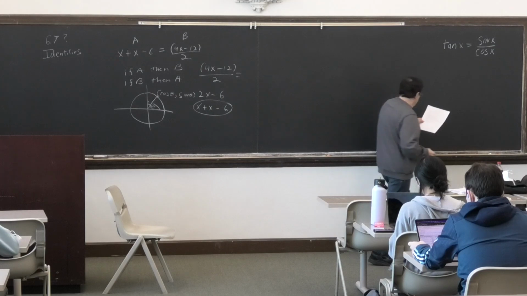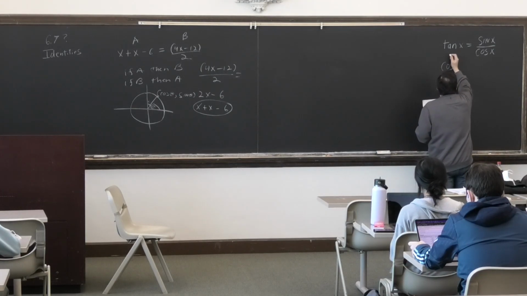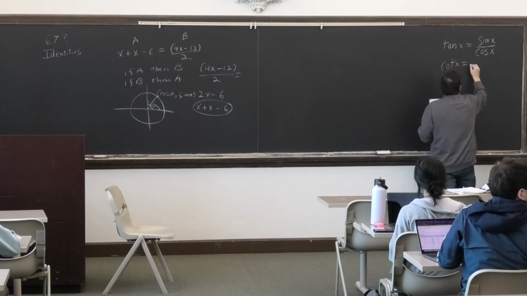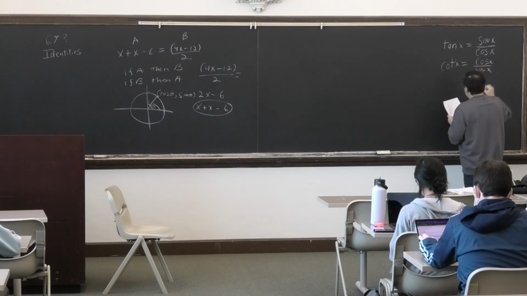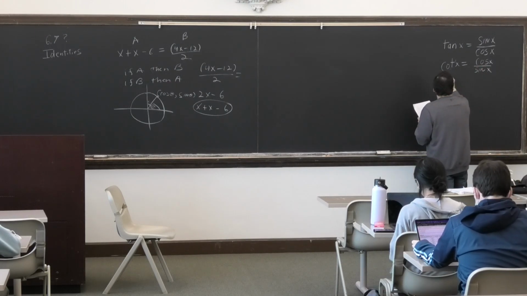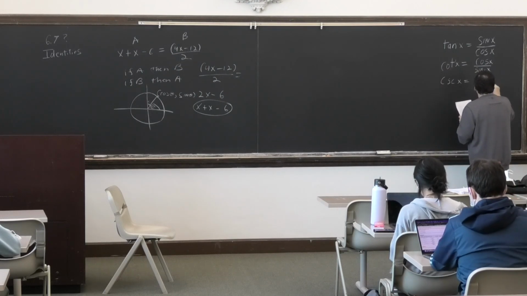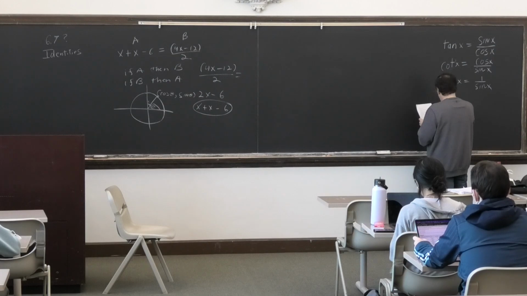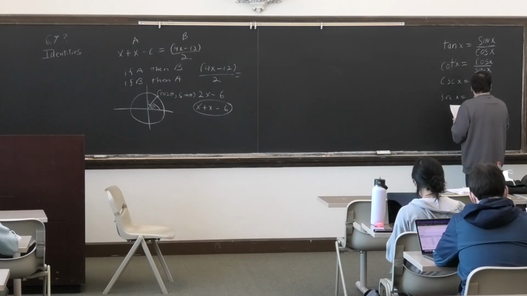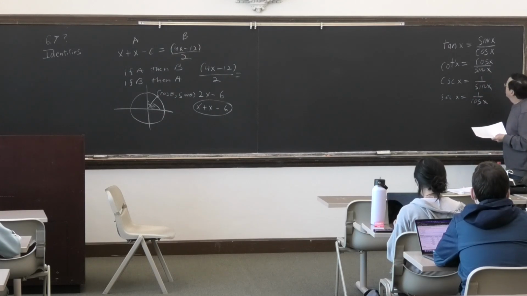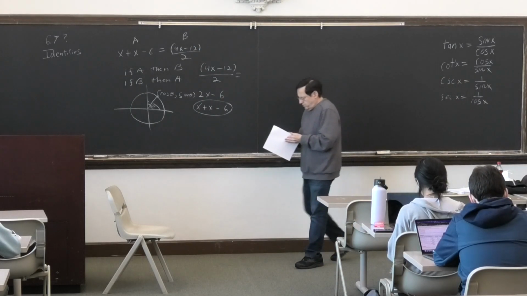All right, so we have tangent of x, cotangent of x is just going to be the reciprocal. Cosecant of x is 1 over the sine, and secant of x is 1 over the cosine. So we have these definitions to work with. All right.